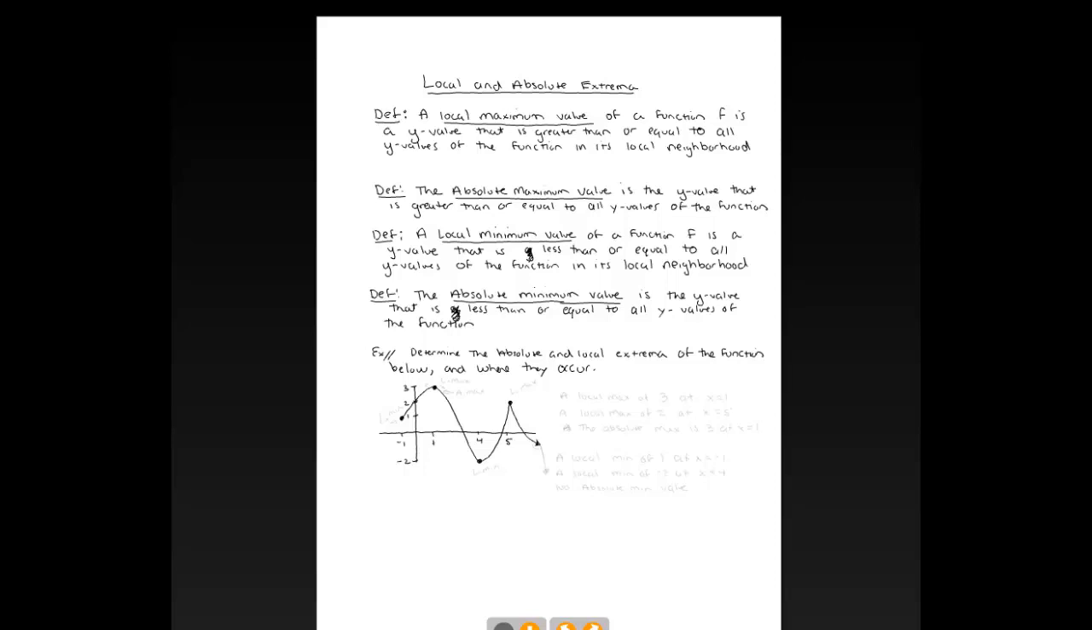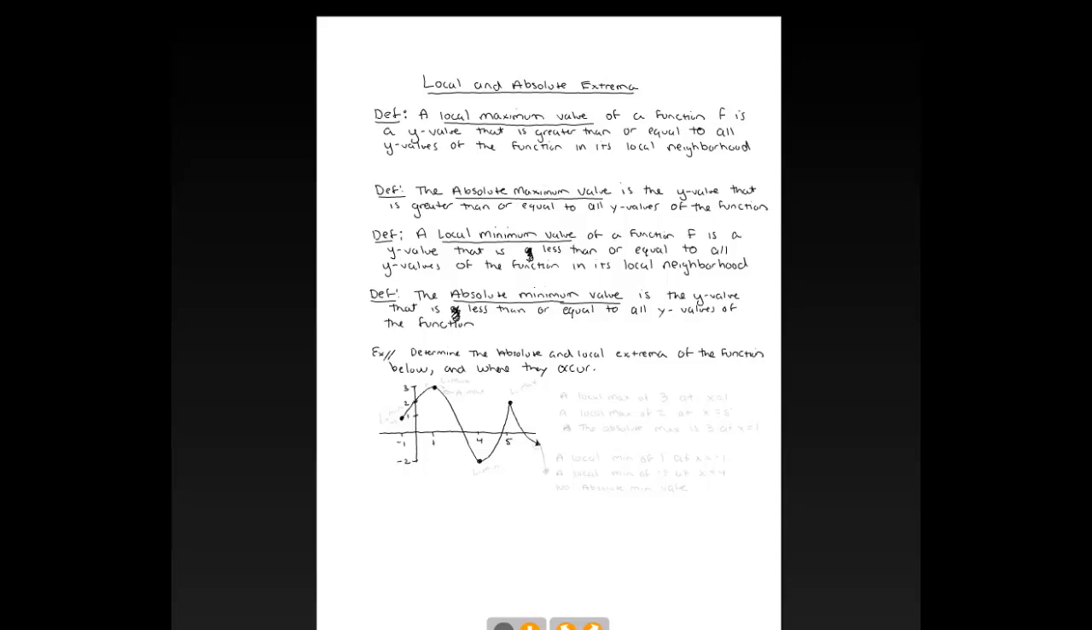All right, so let's start with the first definition. A local maximum value of a function f is a y value that is greater than or equal to all y values of the function in its local neighborhood. So can we find a y value on this graph that is greater than or equal to all y values in its local neighborhood?